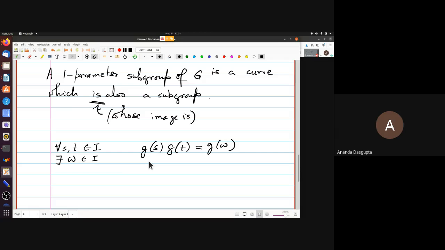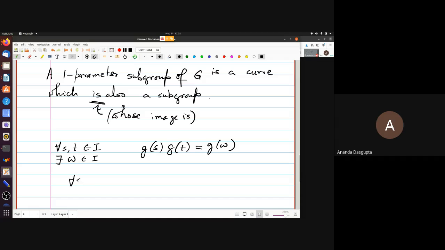sometimes people just say let's take the entire real line and not bother about the possibility of not the entire real line being used. But that's really mathematically incorrect. You have to ensure that if your s and t are taken from whatever interval defines your curve, g of s, g of t is going to be parameterizable by some parameter w, some parameter value w inside your interval.